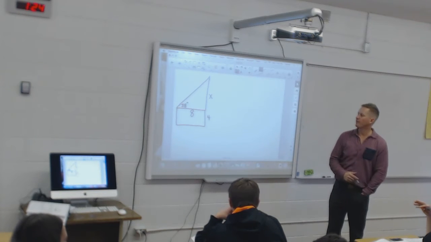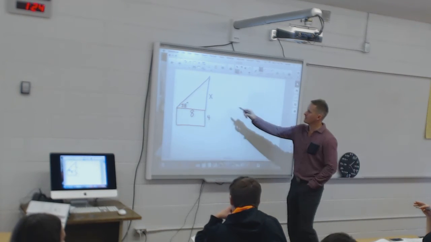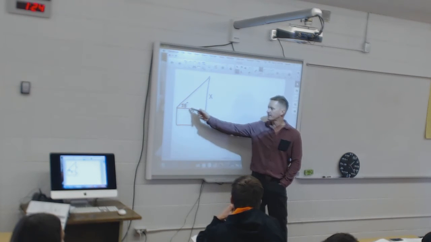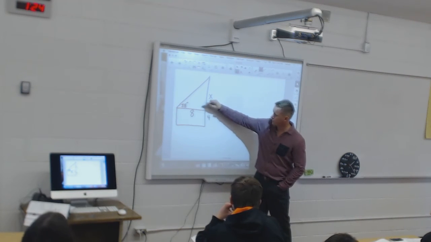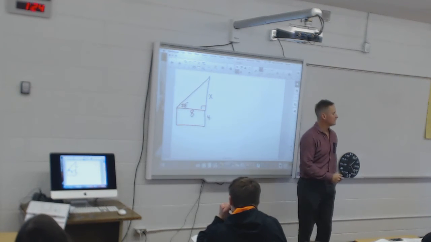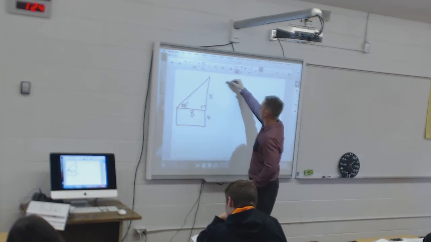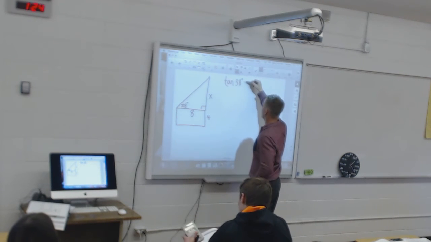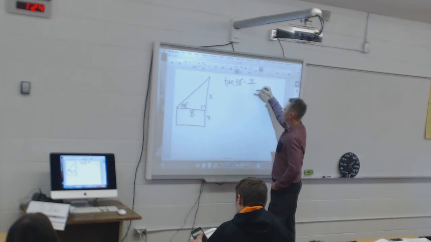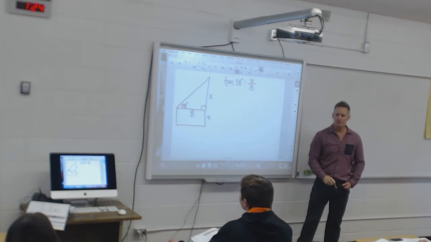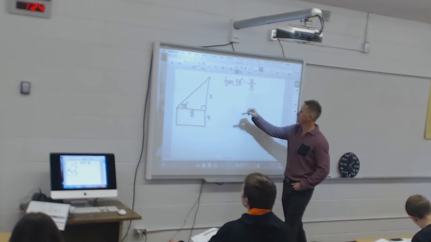To find x, where is x in relation to 38? Opposite. Where is 8 in relation to 38? Adjacent. So which one is opposite over adjacent? Tangent. So I rewrite it out. Tangent 38 degrees is equal to the side opposite, x, over the side adjacent, which is 8.